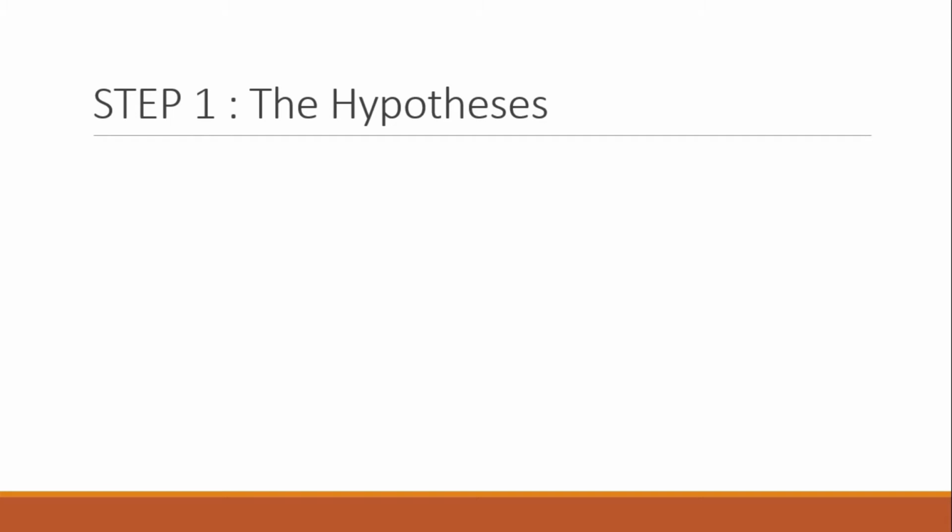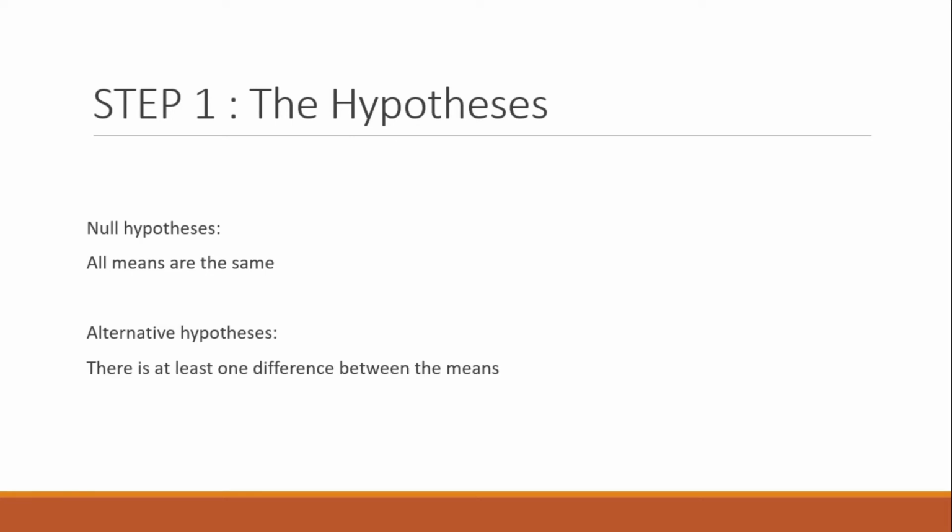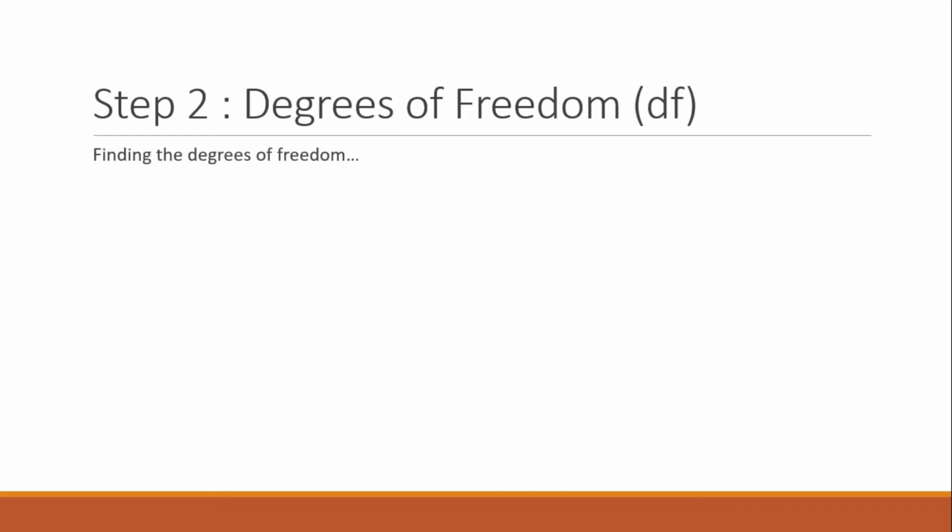Step 1 of ANOVA is stating the hypotheses. In ANOVA, we have 2 hypotheses, which are the null hypothesis, stating that all means of each group are the same, and the alternative hypothesis, stating that there is at least one difference between the means. At the end of ANOVA, we will be able to either reject or won't be able to reject the null hypothesis. Step 2 is finding the degrees of freedom.